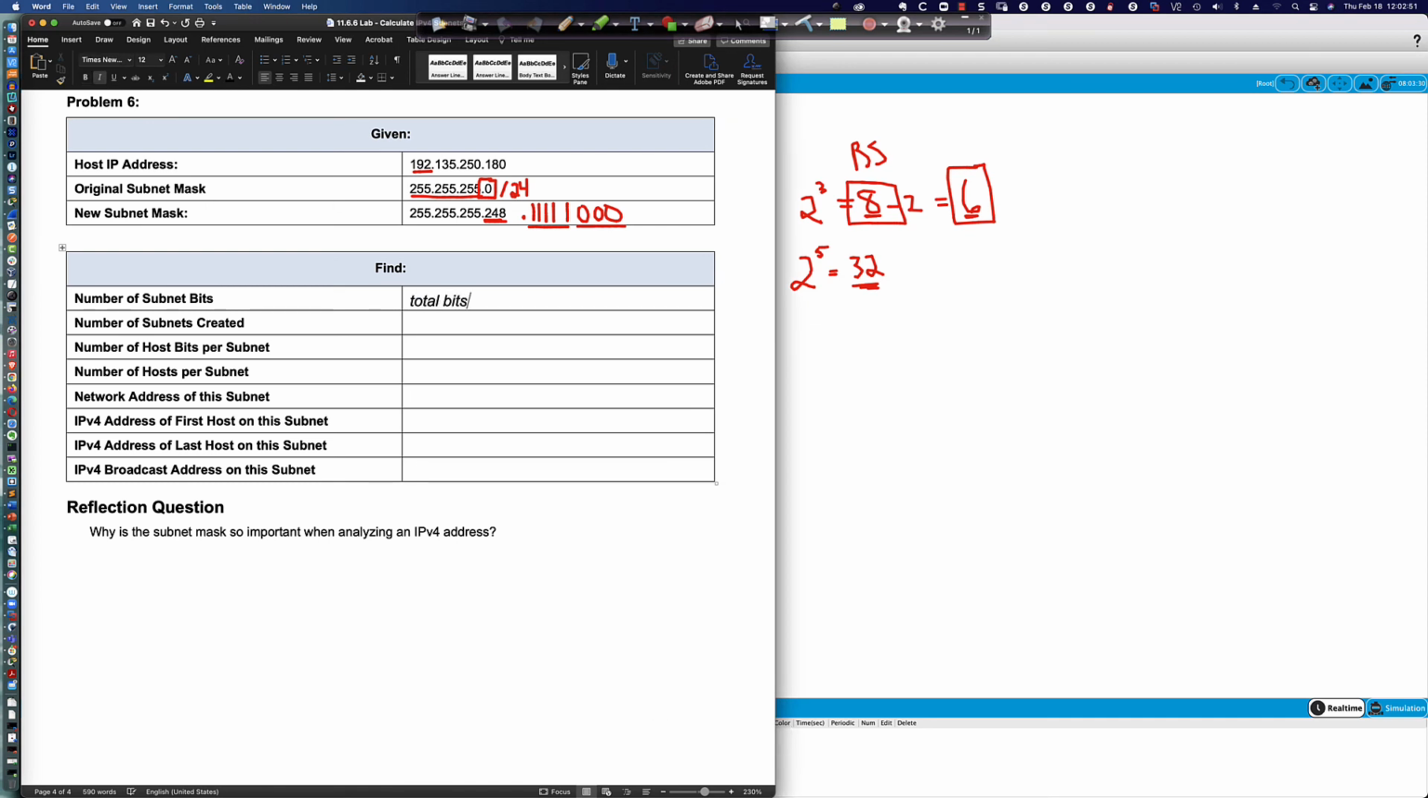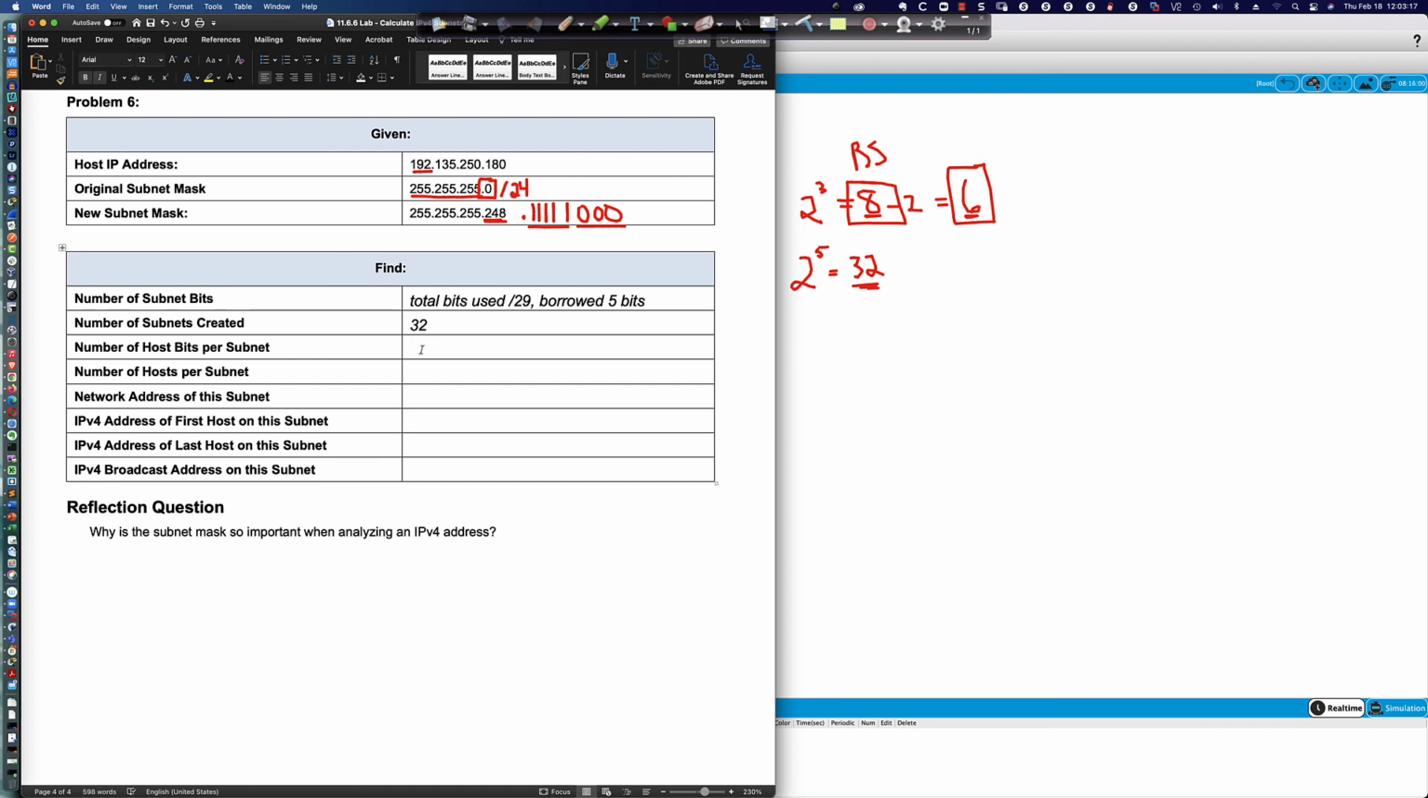Well, total bits used is going to be, we borrowed 5, so it's going to be a /29. So total of 29 bits used. And we borrowed 5 of the host bits, and we made them network bits. So number of subnets created, again, 2 to the number of bits borrowed. We borrowed 5 bits. We created 32 subnets.